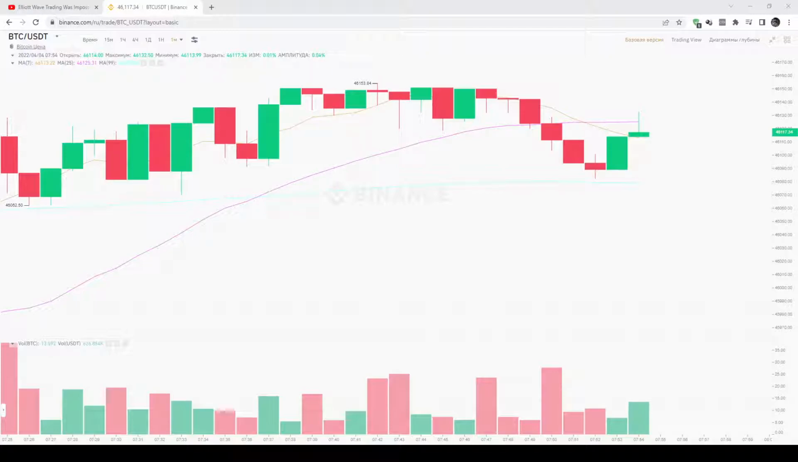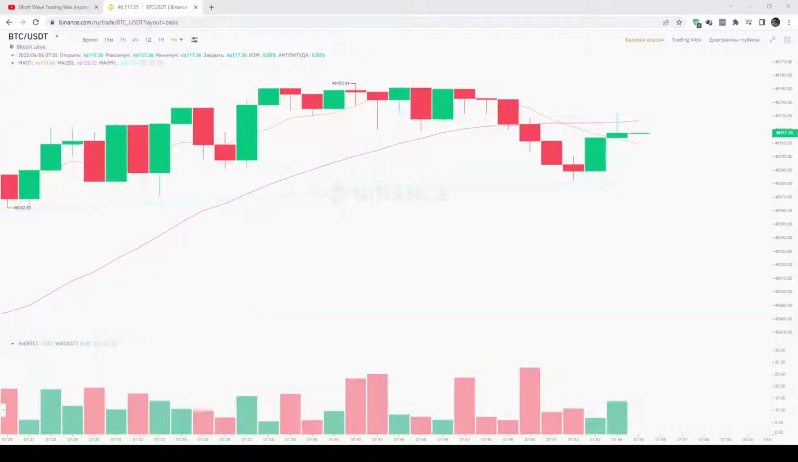Wave 3 will often travel 1.618 times the length of wave 1, measured from the end of wave 2. The second most common projection for wave 3 is to travel 2.680 times the length of the wave 1, measured from the end of wave 2.